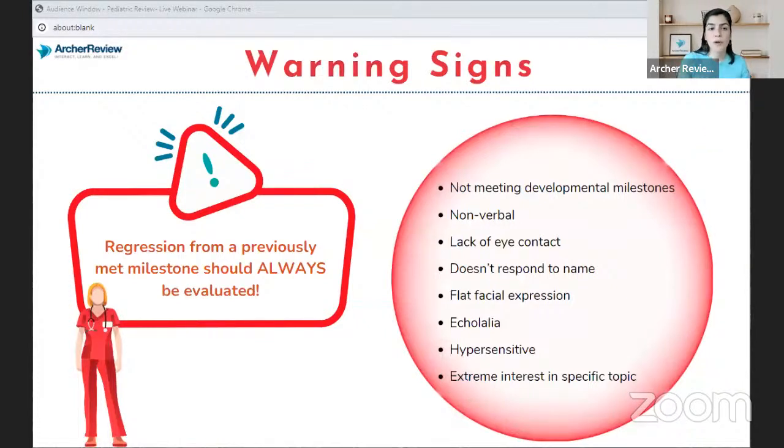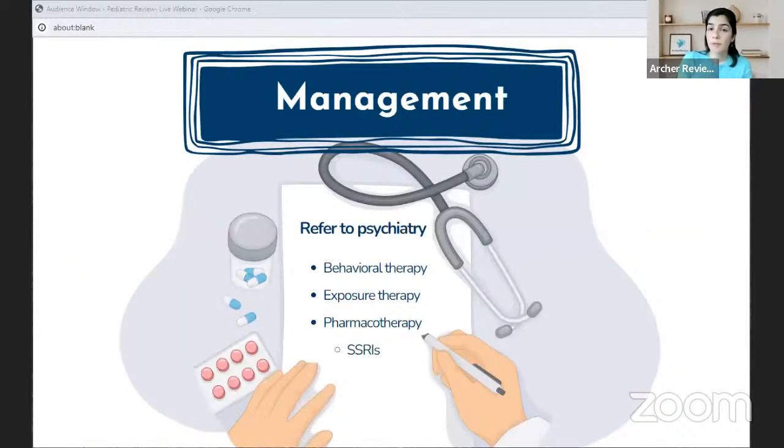So if you're seeing those regressions in those milestones, always evaluate, be suspicious of this, see how they're doing socially with their peers. When they're younger, are they nonverbal? Are they not meeting their milestones? Lack of eye contact. So all those things that we talked about, the classical hypersensitivity to sound, right? And you're not the one who's going to be making the diagnosis. You're going to refer to psychiatry and they're going to make the diagnosis based on the DSM-5 criteria. And then they'll come up with the management if they confirm that it is autism.